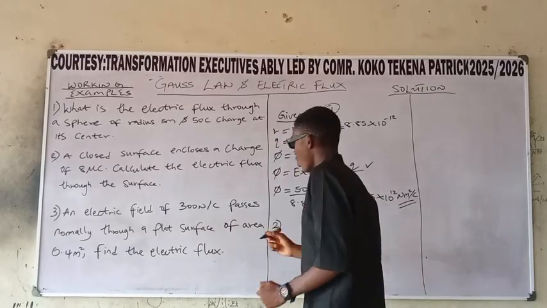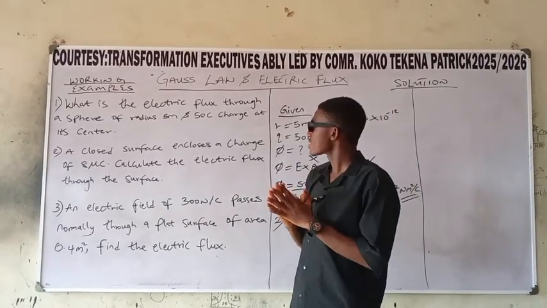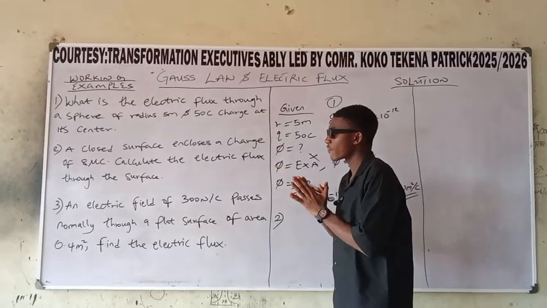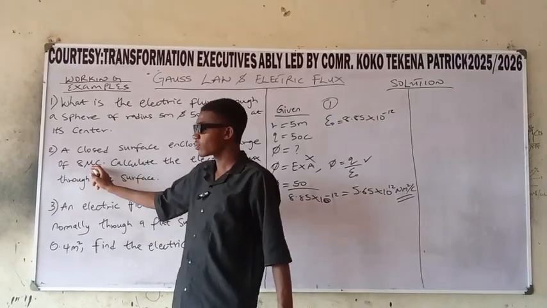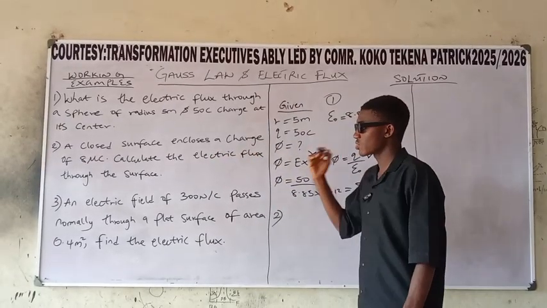Question 2, or problem 2. What do we have? We said a closed surface encloses a charge of 8 microcoulomb. This sign stands for microcoulomb. Calculate the electric flux through the surface.